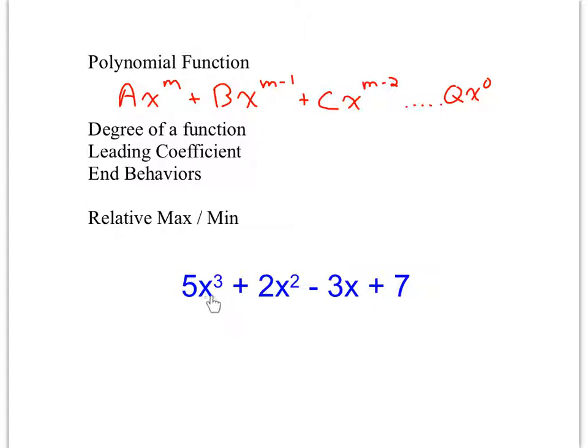The highest power of x, in this case it's 3, that's the degree of the function, so this is a third power polynomial. The leading coefficient is always going to be the coefficient of the highest power of x. And end behaviors, we're going to talk about these in a minute, but these are going to be the behavior of the function on both the right side and on the left side. Okay, and these end behaviors could either be up or they could be down.